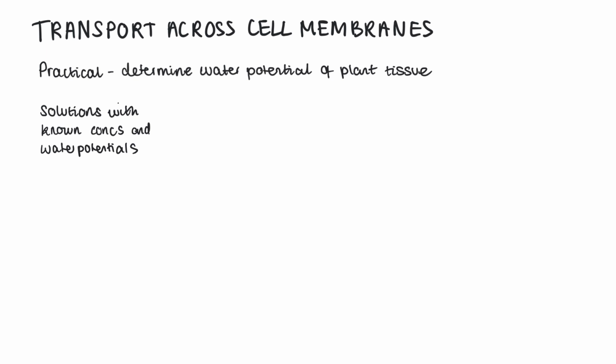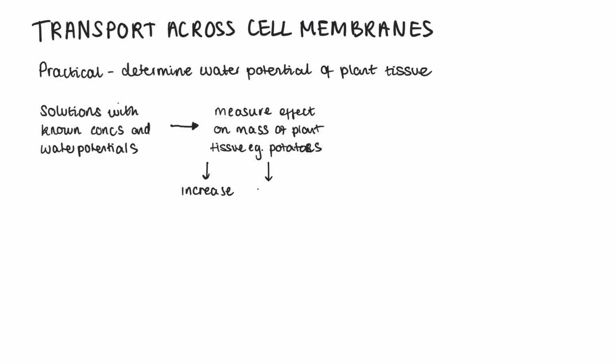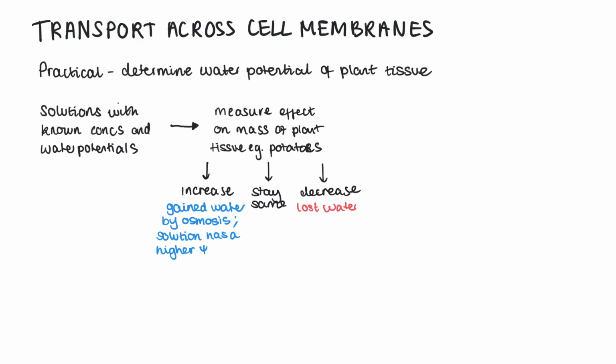And what we do is we measure the effect of these solutions on the mass of a plant tissue. So, for example, little cylinders of potatoes. We pop them in there and we see what happens to their mass, which shows us whether water is entering them or leaving them. So if the mass increases, that shows that they're gaining water by osmosis, which therefore shows that the solution must have a higher water potential, because water moves by osmosis from an area of high to low water potential. The opposite, if they decrease in mass, that means they've lost water by osmosis, so the solution must have a lower water potential.